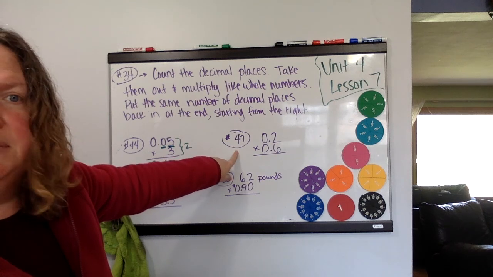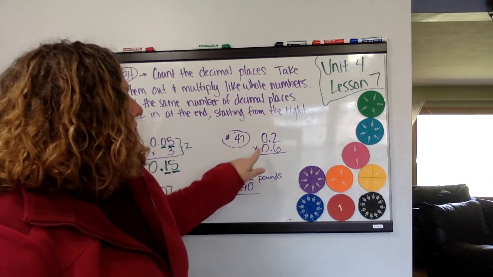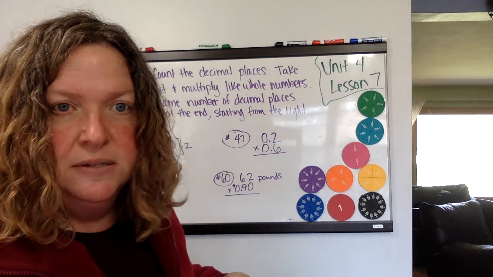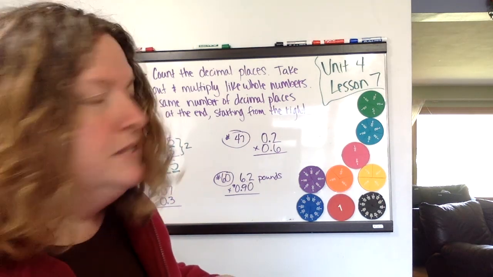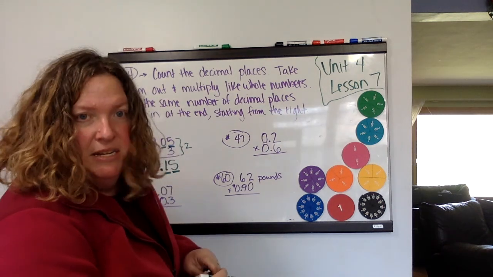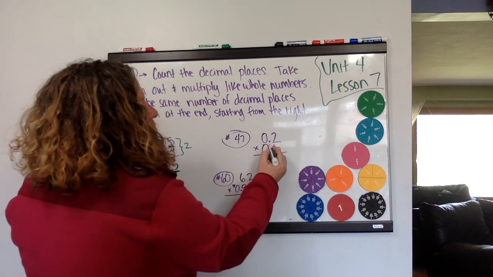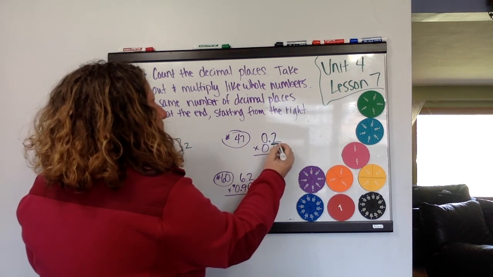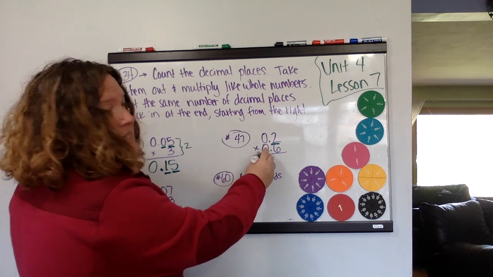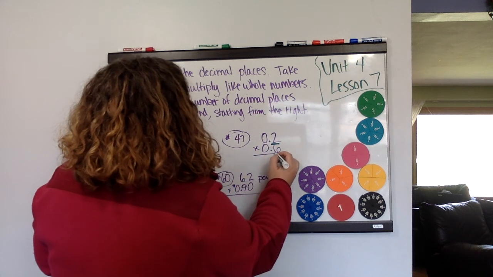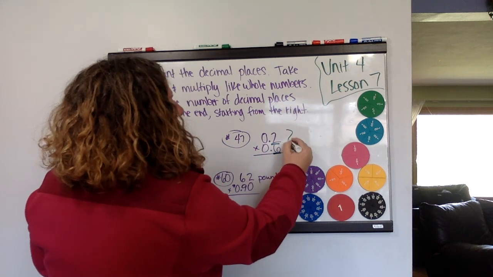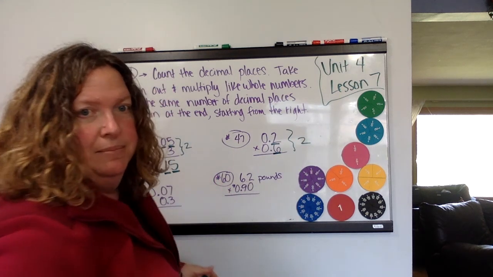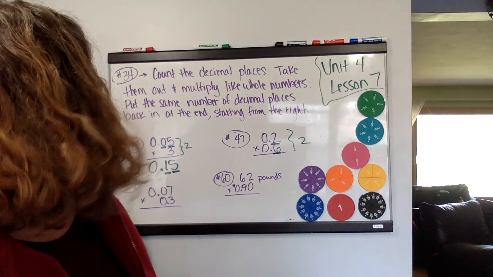What about number 47? 2 tenths times 6 tenths. 2 tenths multiplied by 6 tenths. So, how many decimal places are in the problem? 2 is in the tenths place, so that's 1. 6 is in the tenths place, so that's 1. So here again in the problem, we have 2 decimal places.